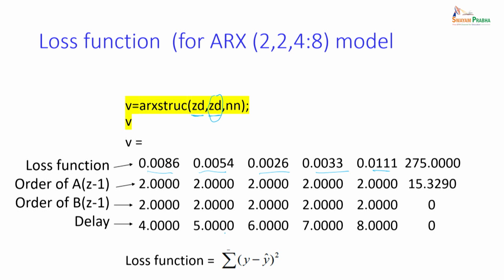For a delay of 5 sample periods, second order A, second order B, the loss function is 0.004, and then for a delay of 6, the loss function goes down even more, to half of this amount, 0.0026. Thereafter it doesn't change very much. So it turns out very likely the delay in the process that we have is 6. Here is the loss function.